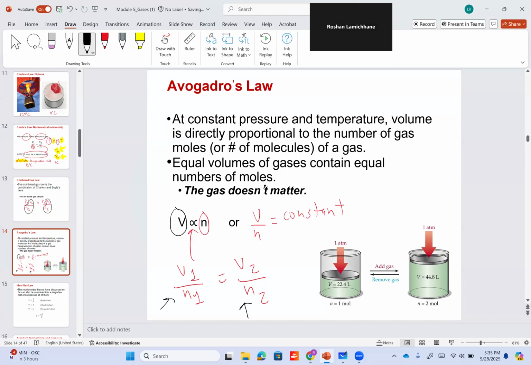All right, and you can check this. This is a very good pictorial depiction. So for example, in my first set of conditions, if I do V1 divided by n1, it's going to be 22.4 liters divided by 1, which is equal to 22.4. Now if you increase the number of moles by adding gas, let's look at that. The number of moles went to 2 moles, and the volume increased by the same factor. But if I do volume 2 divided by number of moles, that will give me the same value, 22.4. And that's what Avogadro's law means.